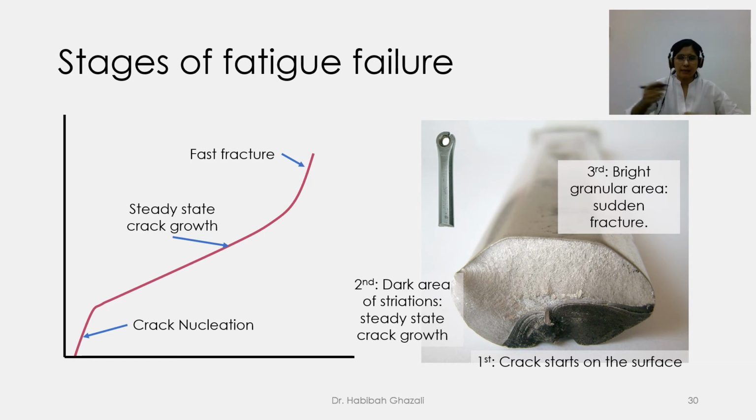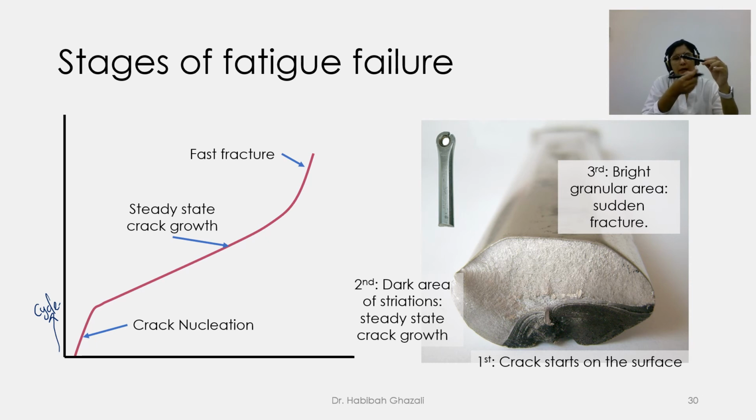There are 3 stages of crack development. The first stage is when the crack starts to initiate. Normally it will initiate at the surface of the material. Let's say you have a scratch or something on the surface, an imperfection on the surface of the material. After a certain number of cycles of that cyclic loading, that crack starts to grow.